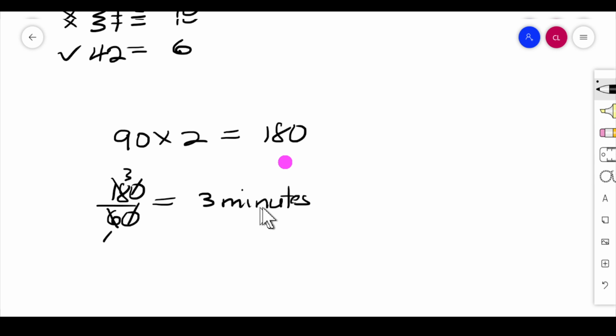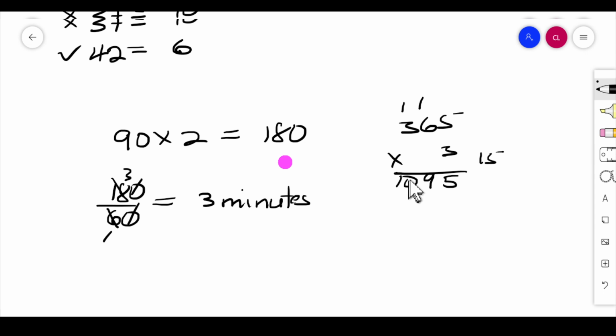3 minutes per day, 365 days in a year. Let's see the total amount of time it would take the person then. So 365 days in a year, multiply that by 3. 3 5s would be 15. Let's write 5 and carry 1. 3 6s 18. 18 and 1 would be 19. Let's carry 1. 3 3s is 9 and 1 would give us 10. So it takes 1,095 minutes in a year.